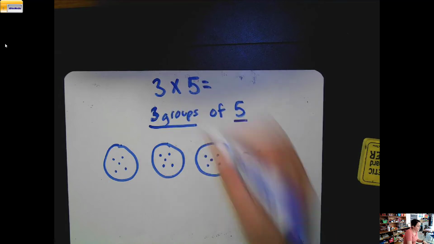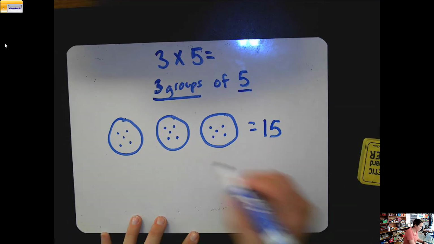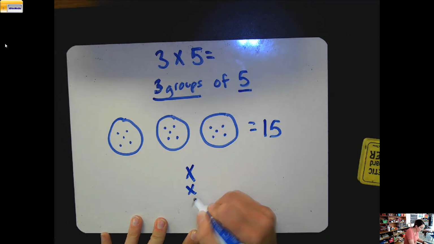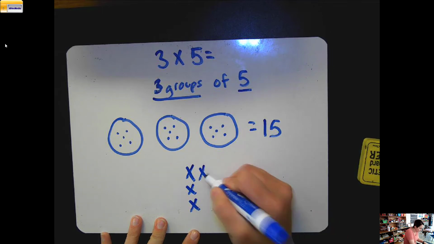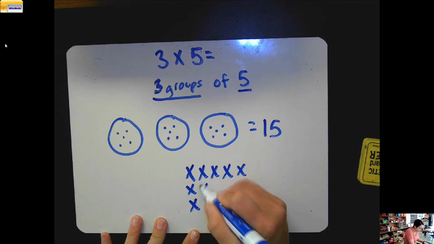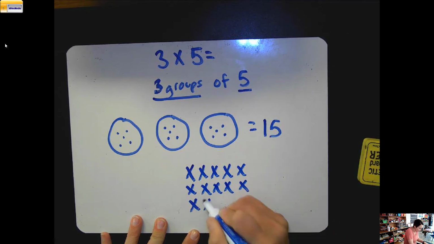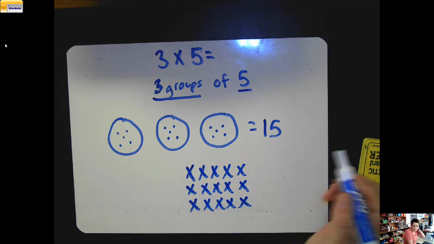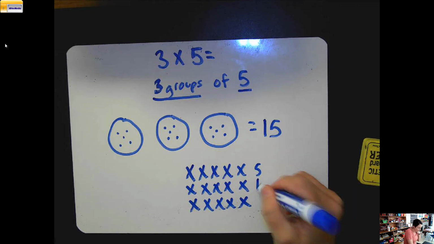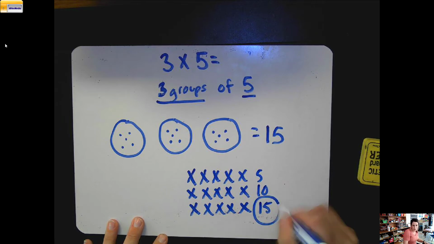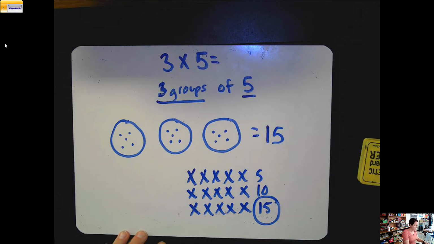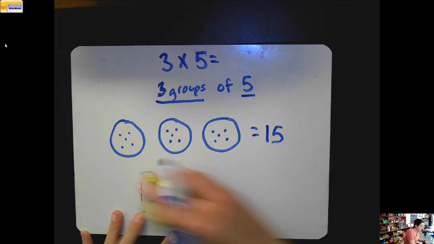I could have also turned this into an array of 3 groups of 5. So I could put 3 rows down, and I'm going to put 5 in each row. 3, 4, 5. And then I'm going to use the strategies that we've already learned to count these up. So maybe 5, 10, 15. Still getting the answer 15. This lesson's kind of a review lesson today, because you've seen all these through games and activities you've done. I'm going to do one more for you.